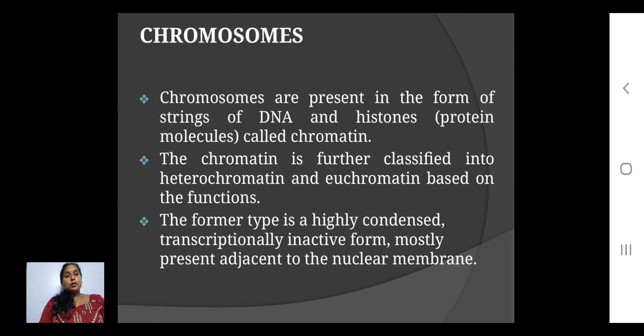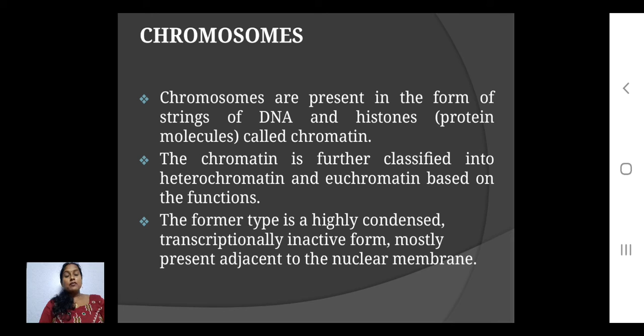So the next component is the chromosomes. Chromosomes are present in the form of strings of DNA and histones. Histones are nothing but protein molecules. That is also called chromatin. This chromatin is further classified into heterochromatin and euchromatin, based on function. So chromosomes are present in the form of DNA and histones, and histones are actually protein molecules.